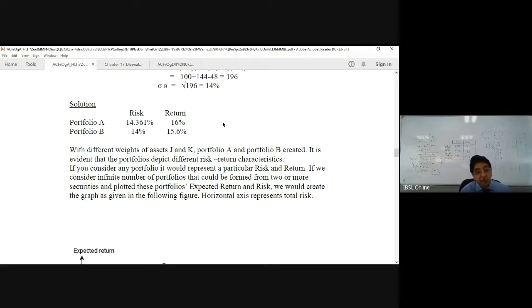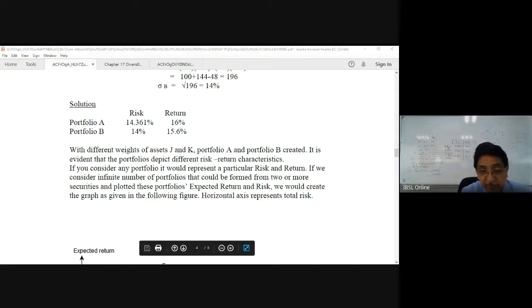So how many portfolios can you come up with? Give me an answer. When you have 2 assets, you can mix these 2 assets in different weights: 20/80, 30/70, 40/60, 50/50. Likewise, you can change the weights, and by changing the weights you will get a different portfolio with different risk-return characteristics. How many portfolios can you make by mixing the 2 assets? Give me an answer for that.